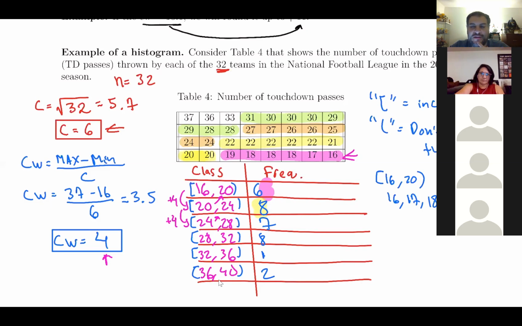Well, it only goes to 37, but if you remember, our class width was 4. In order to jump to here, you have to jump 4. So if you go from 36 to the next one, 36 plus 4, you get 40.